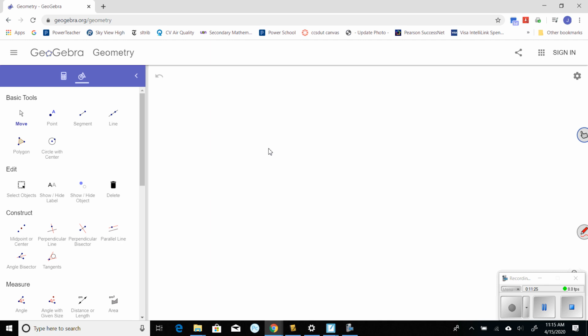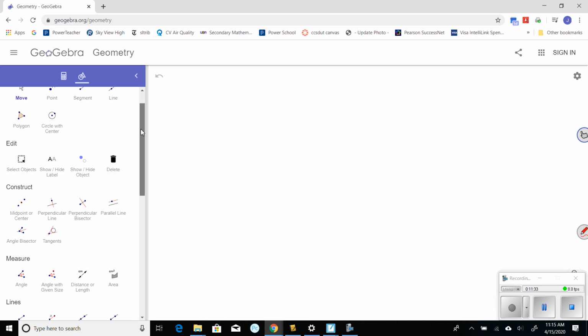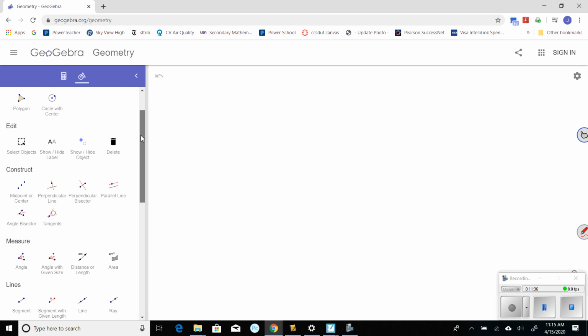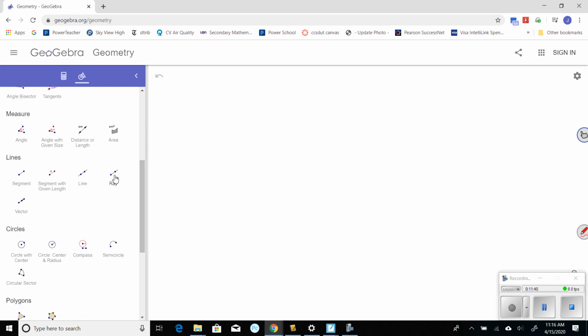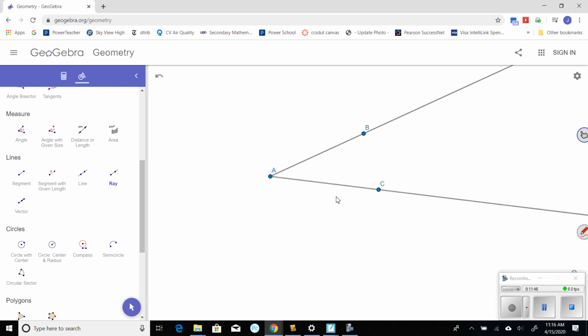So now I want to make an angle bisector. I'm going to first make an angle. I'm not going to do a line or a segment because I want the angle to keep going. So I'm going to come down here, and there is a place right down here under lines where it says ray. So I'm going to make 2 points. There's one. Go back to this point. Okay, so now I've formed an angle right there.